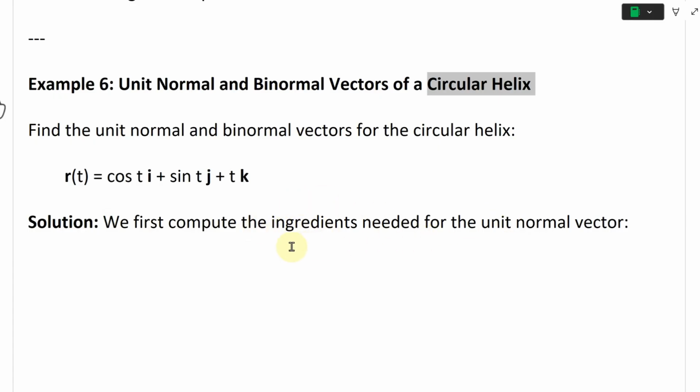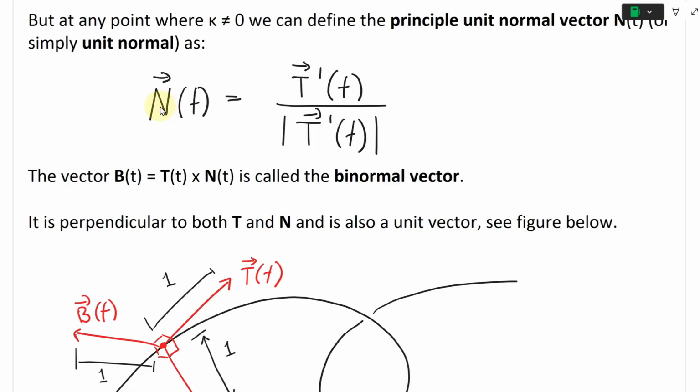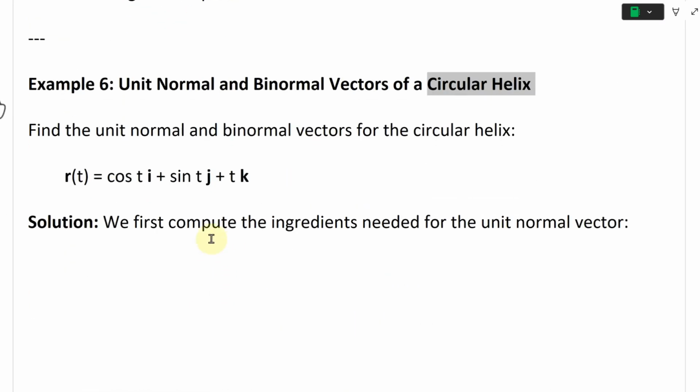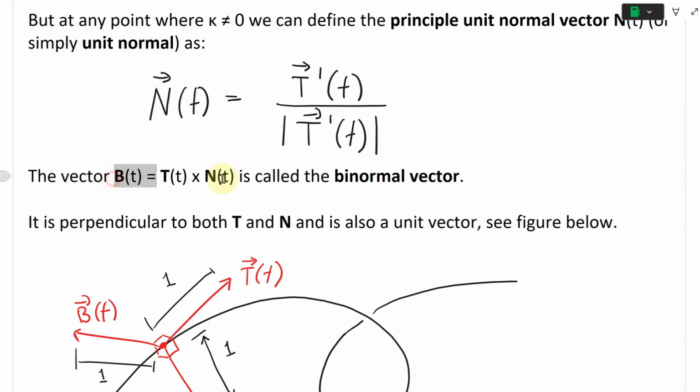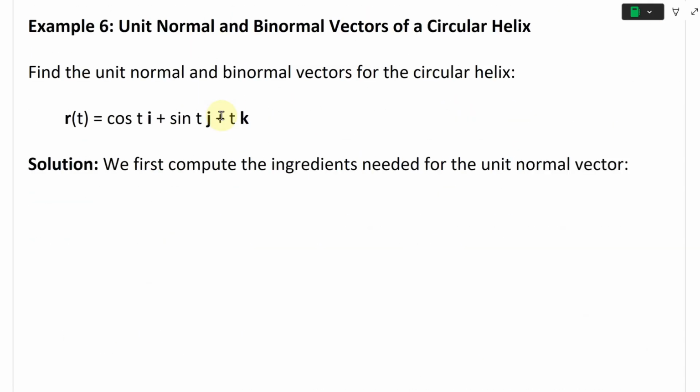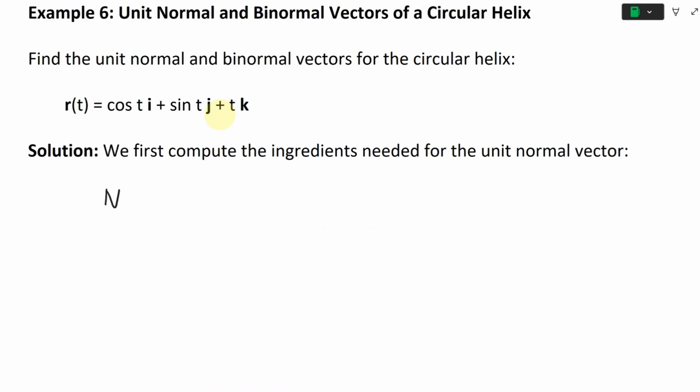Before we get to the ingredients, let's just write down our normal vector. We're going to get the unit normal first, and we'll do the binormal after. The unit normal is this one. The binormal is the cross product one. So let's write this down first. The unit normal is going to be N of t, which equals the derivative of the unit tangent vector over its magnitude, its length.